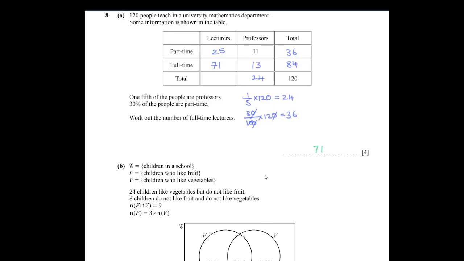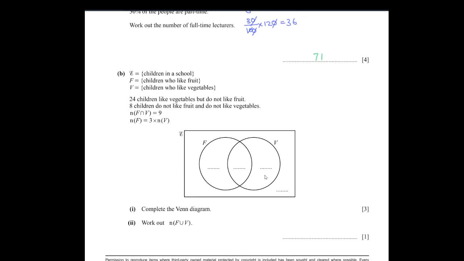Question number B. Children in a school, universal set. Children who like fruit, set F. Children who like vegetables, set V. 24 children like vegetables but do not like fruits. So fill the only-vegetable blank with 24. Then 8 children do not like fruit and do not like vegetables. So that should be 8 here, which is not in any of these circles.